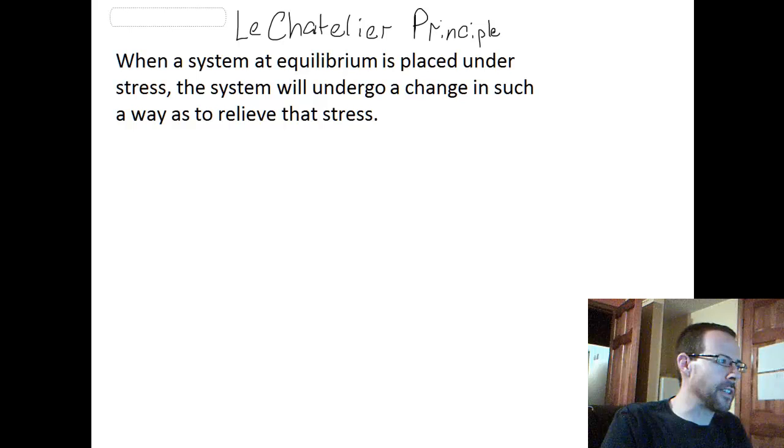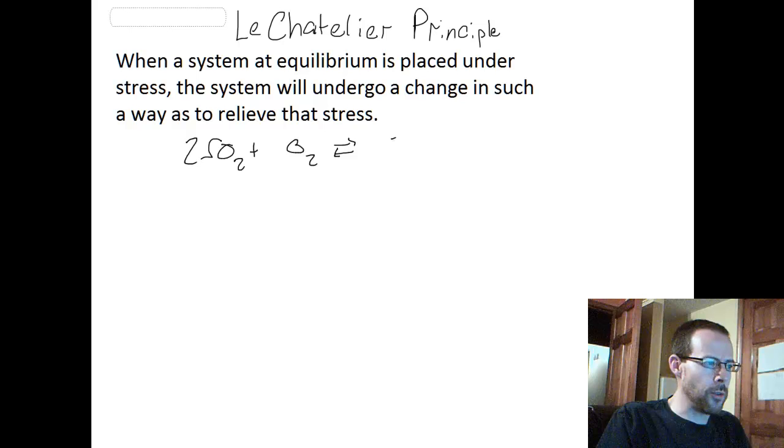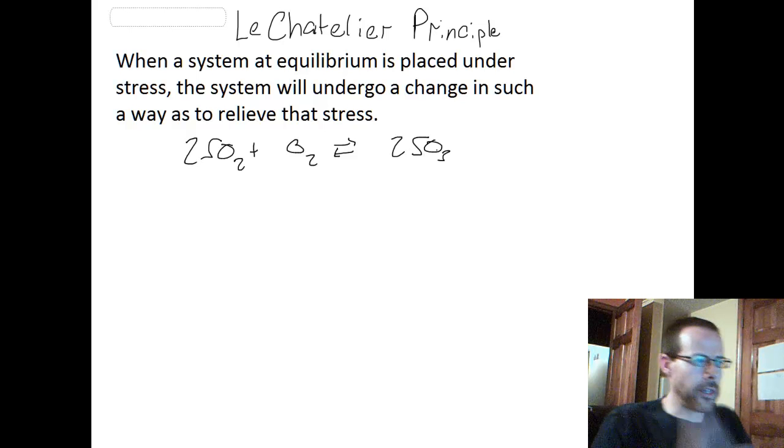We're going to use this equation as an example: 2 SO2 plus O2 are in equilibrium with 2 SO3. This reaction is exothermic, so it has a negative delta H. For these problems, if something is exothermic, or you say it's negative delta H, I would be in the habit of writing the word heat on the product side. Because it is producing heat, it's releasing heat. If something is endothermic, I would write heat on the reactant side.